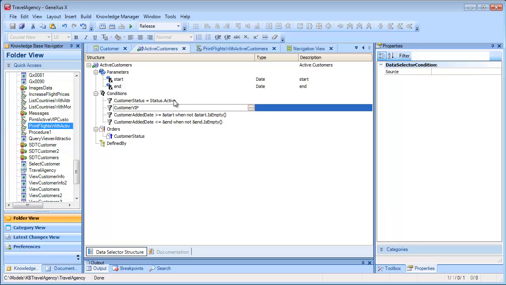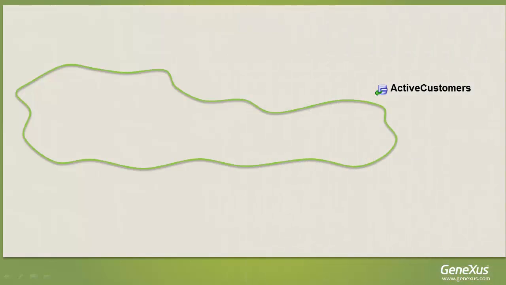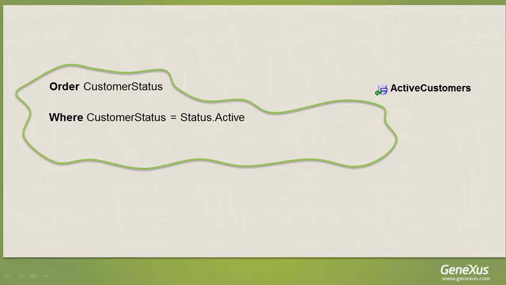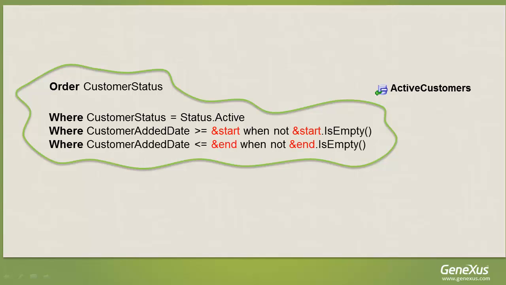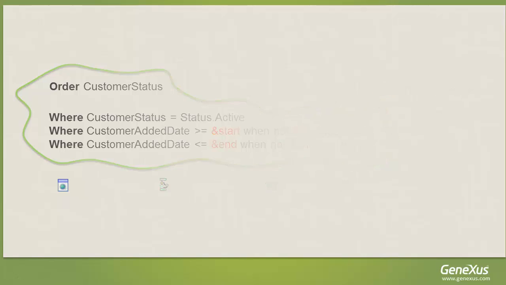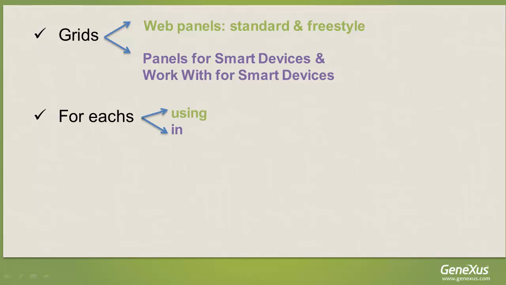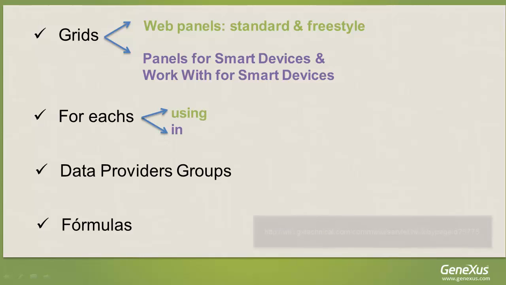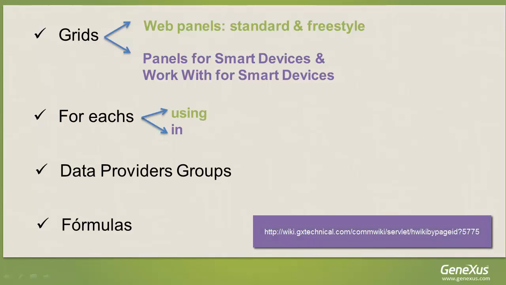In sum, the data selector is an object meant to store a set of parameters, orders, conditions, and defined by, for it to be used or invoked from different queries and calculations, and enable the same navigation to be reused several times. So where can we use a data selector? Everywhere queries to the database are specified. More info on data selectors may be found in our wiki.